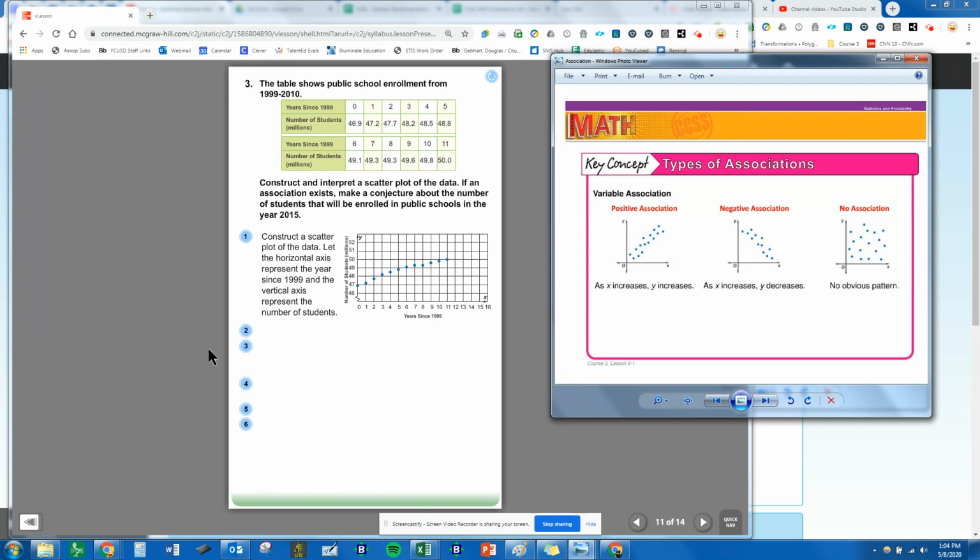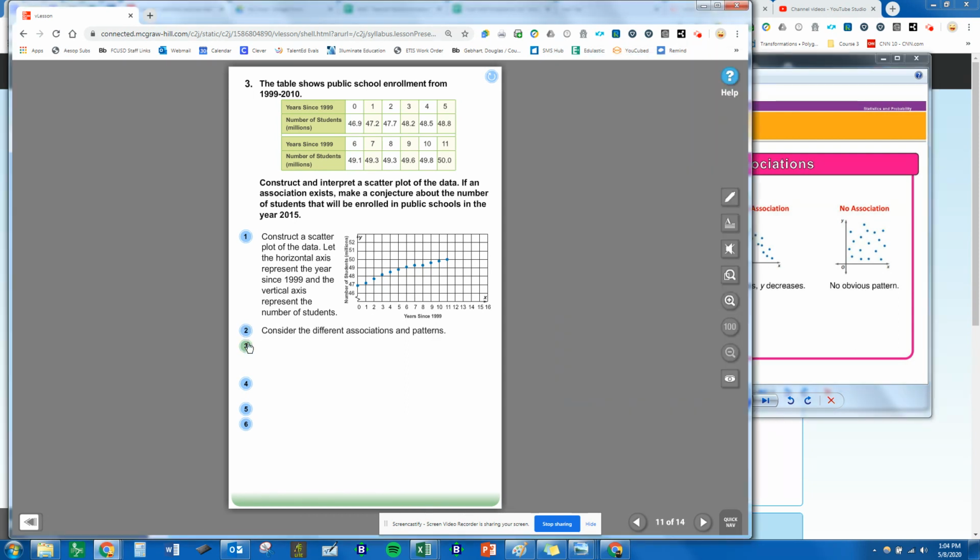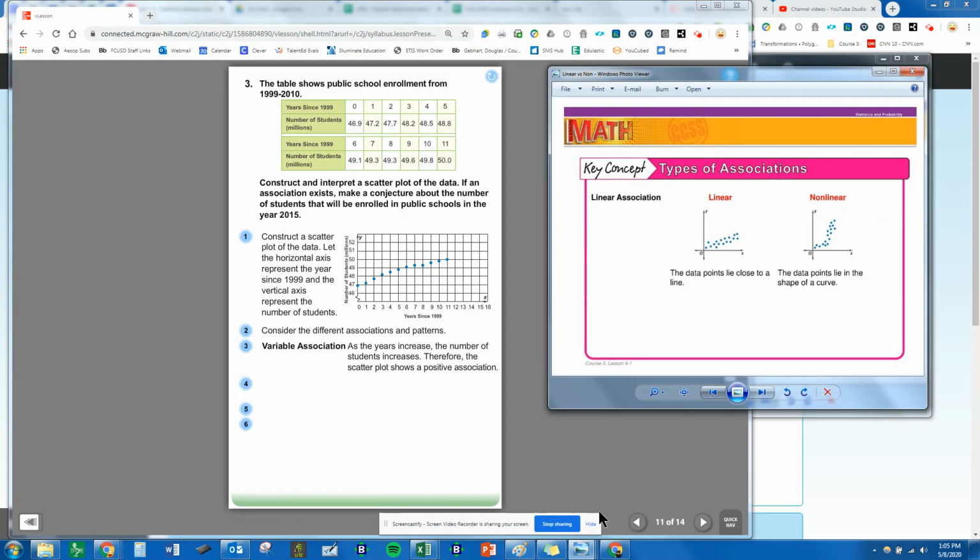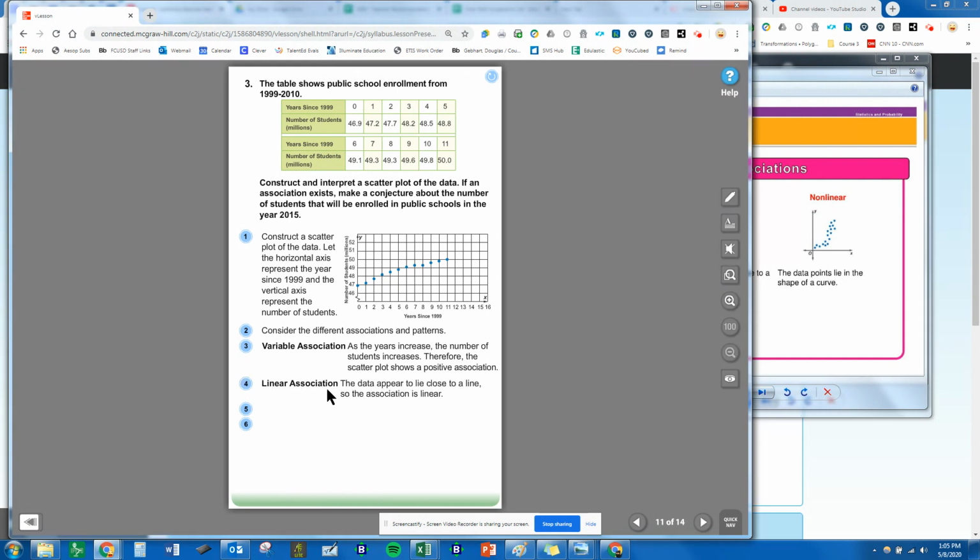Okay. So you should have said it appears to be a positive association. As the years increased, we also had students increasing. It seems like millions more students are going to school every single year since 1999. Next, is it a linear or a nonlinear graph? We should have said linear. This does look like it is a linear association, as we could probably draw a line. Now let's look at our last type of problem.